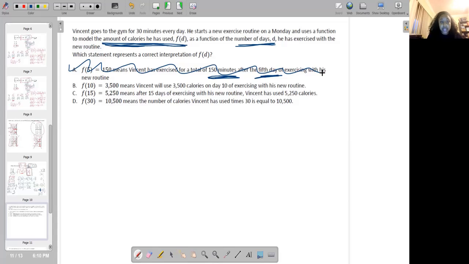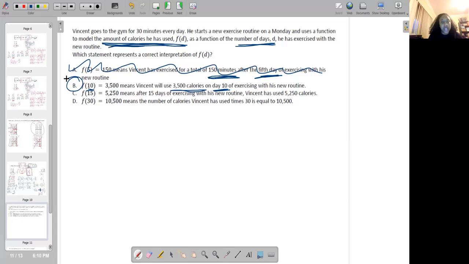Now that makes sense. 10 is inside where D was, and that represents days. And then remember, the amount of calories he has used is what F of D represents. Whatever D ends up being, we're going to talk about the amount of calories used. And that's what they have here. So right here, we know that B is going to be the correct answer.